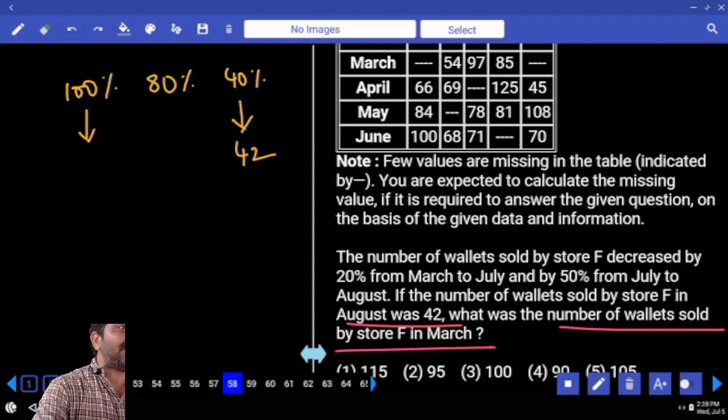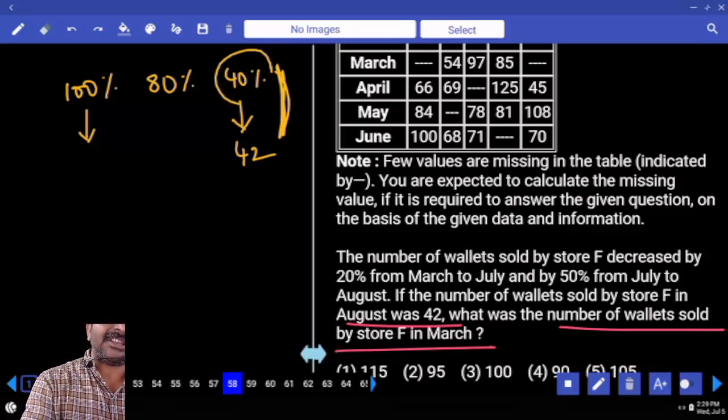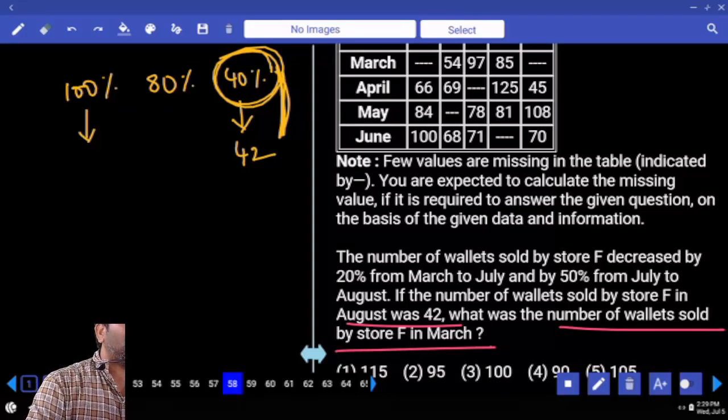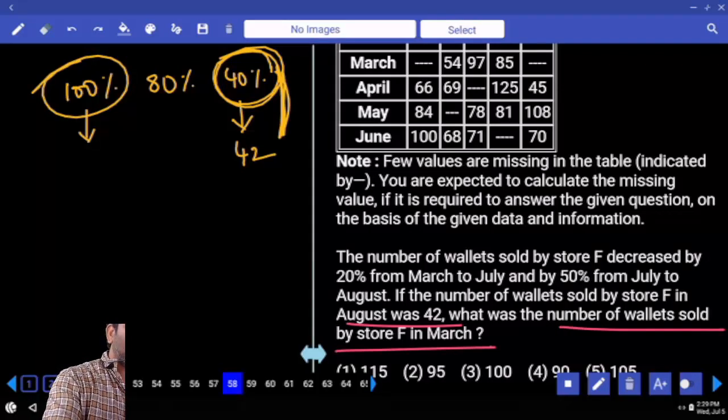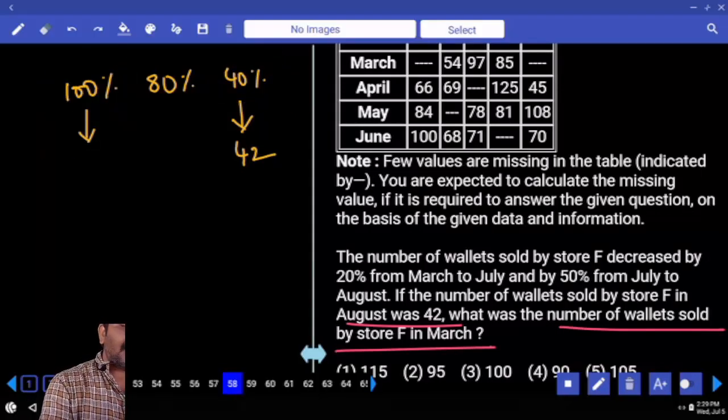That means 100% is how much? Correct? Observe the relation between 40 and 42. How much more do we have? With respect to 40, 2 is what? With respect to 40, 2 is 5%. Here also we have to add 5%. Answer? Why not? 5.